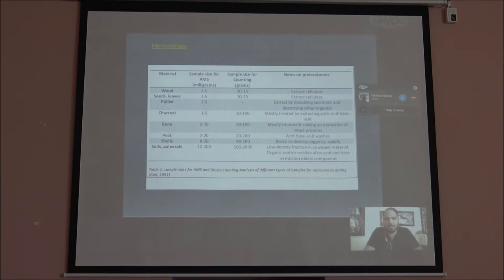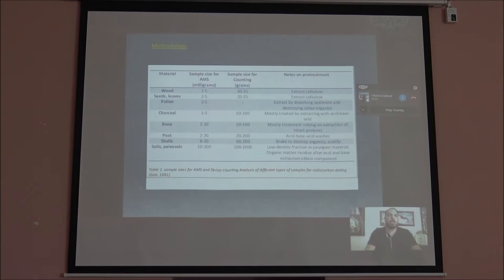And in the last column, we can see some notes on the pretreatment, what we do in each material, when we have to extract the cellulose, also in leaves, in bone. Mostly the treatment relies on the extraction of intact proteins and so on. So in every different material, we use a very different technique for pretreating the samples. But overall, we need the organic carbon that is inside the material that we want to use.